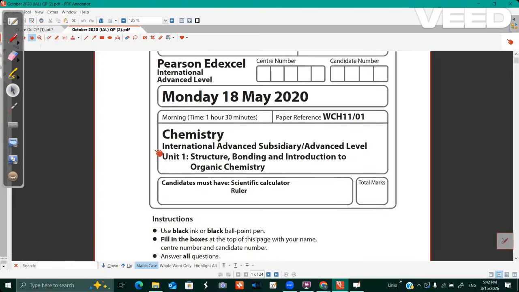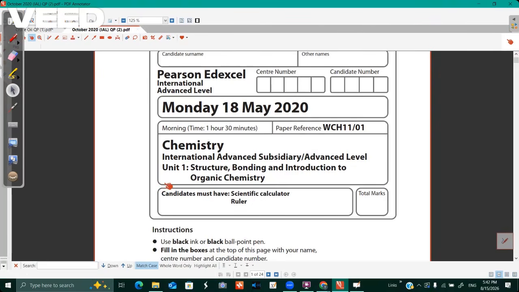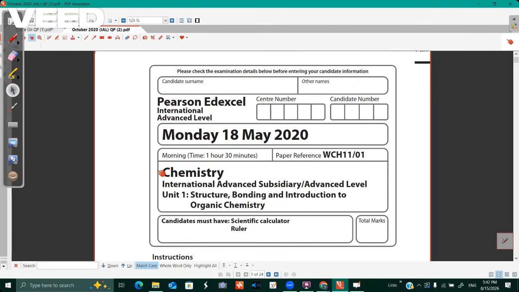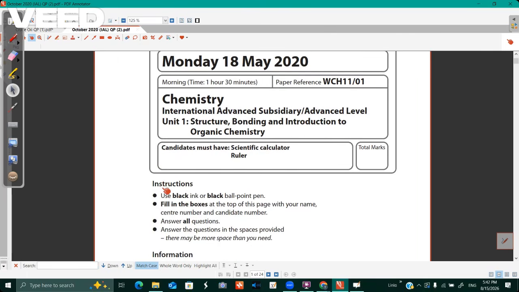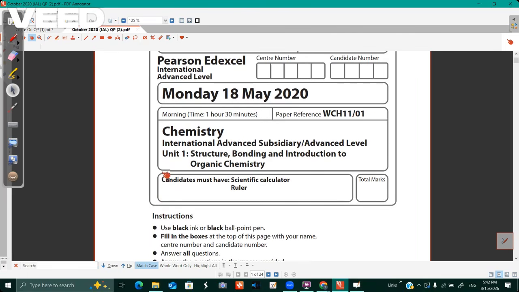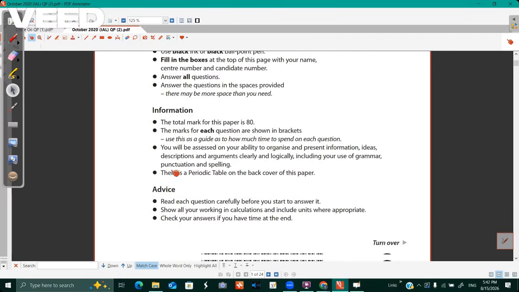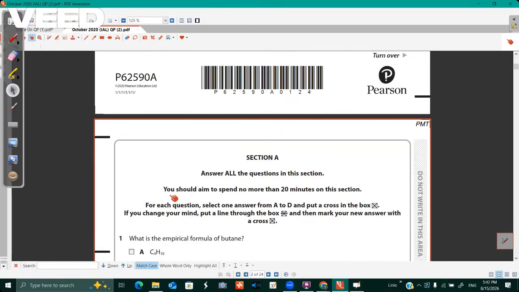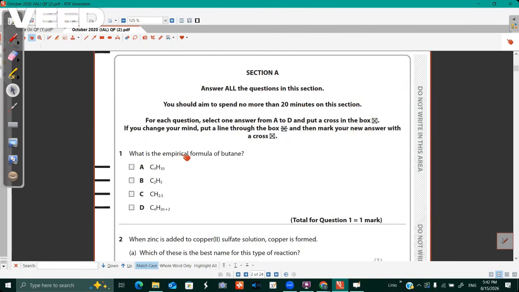So the May 2020 paper, chemistry paper number one. What is the empirical formula of butane? Right, it's an easy one. Butane means what? Butane. So it is what?